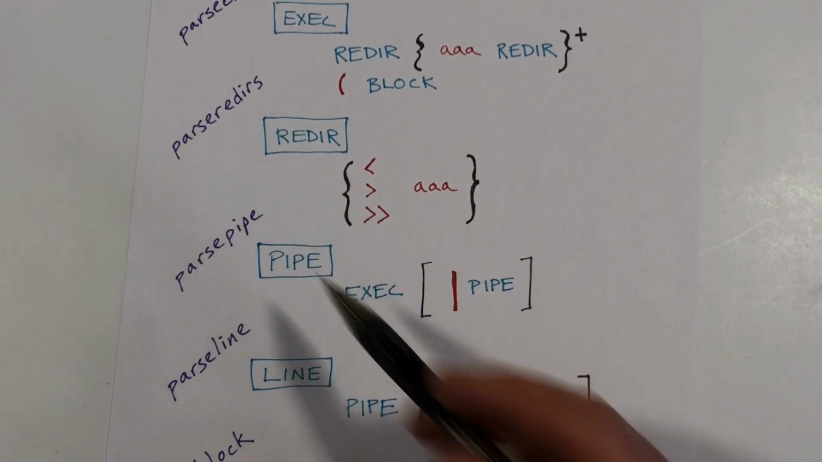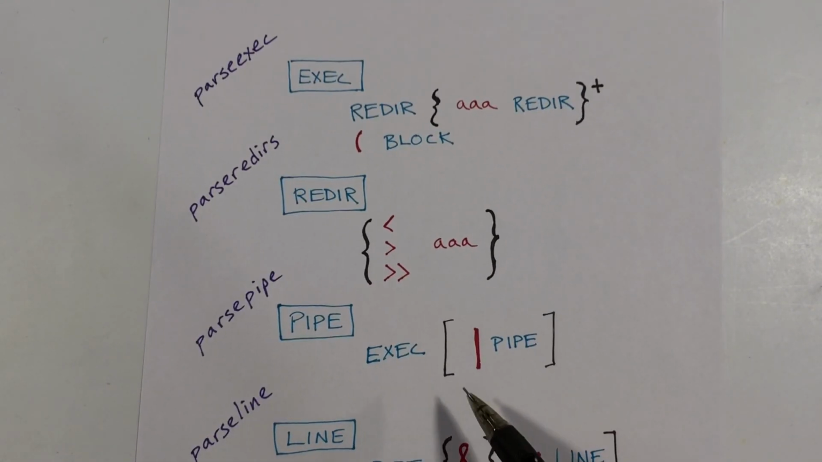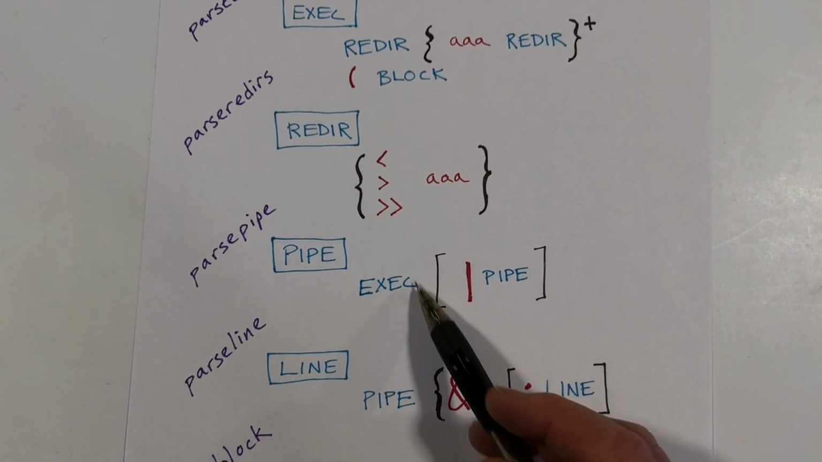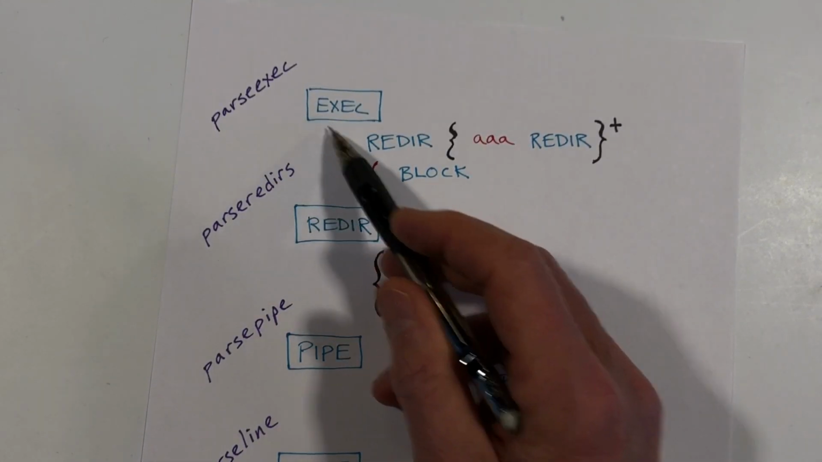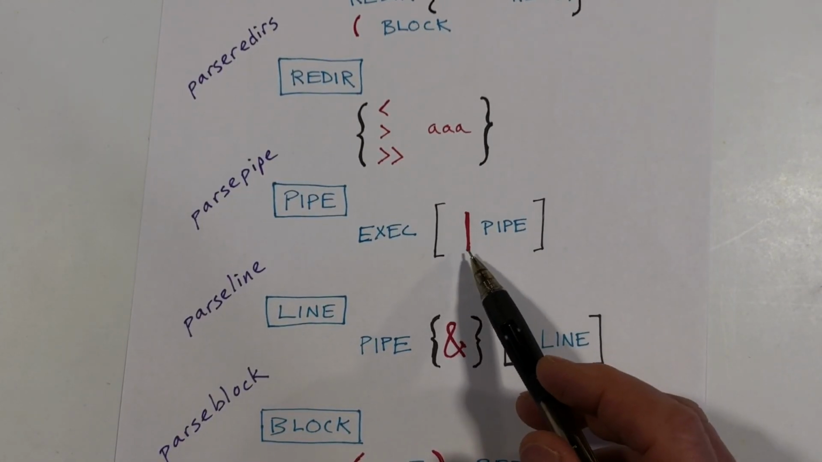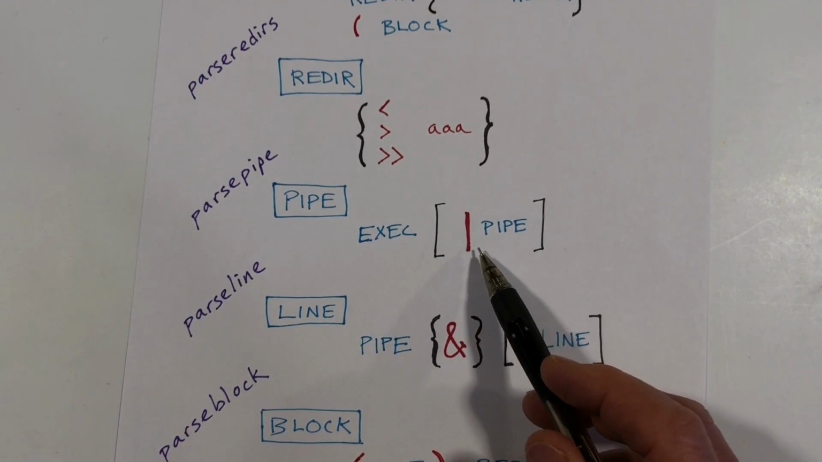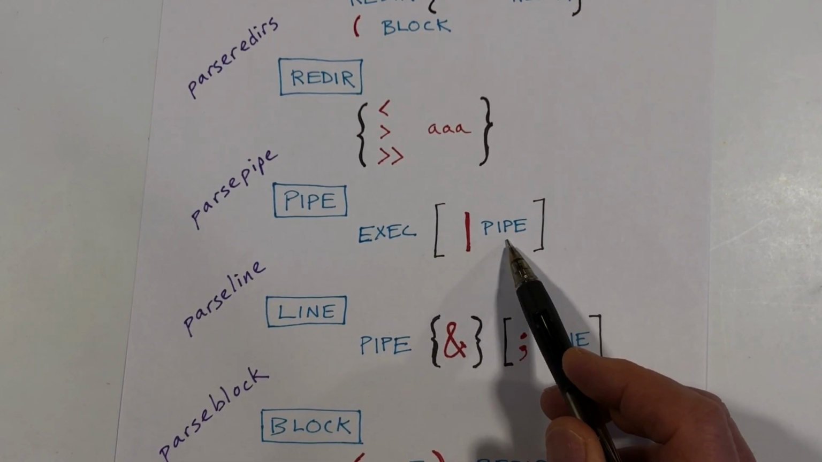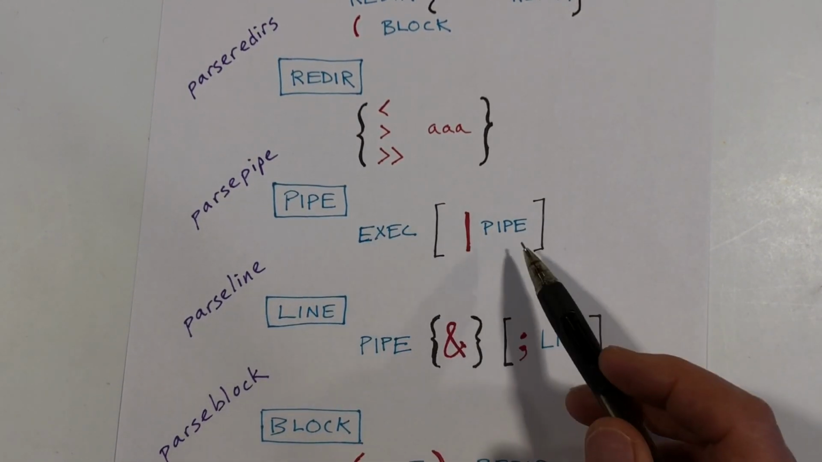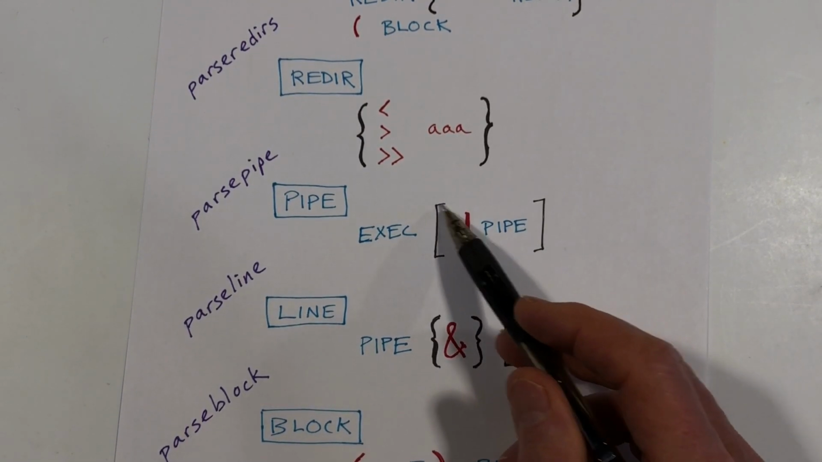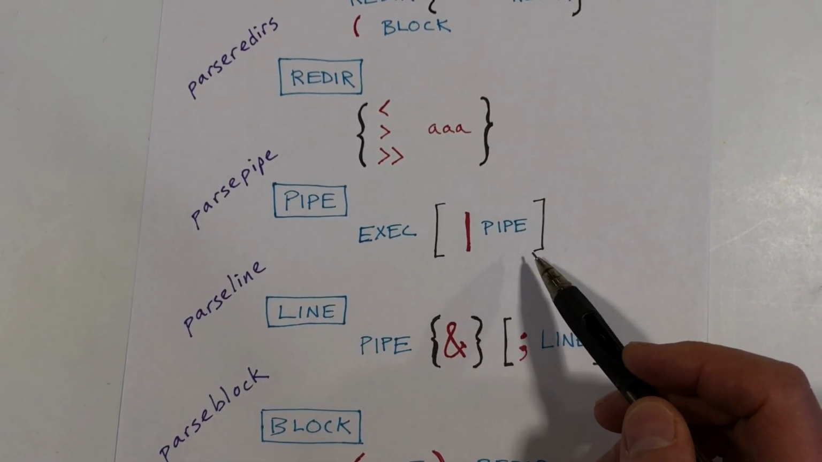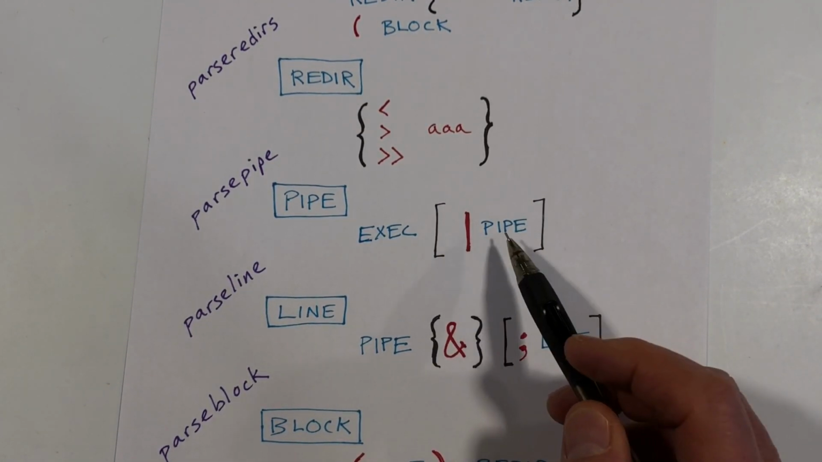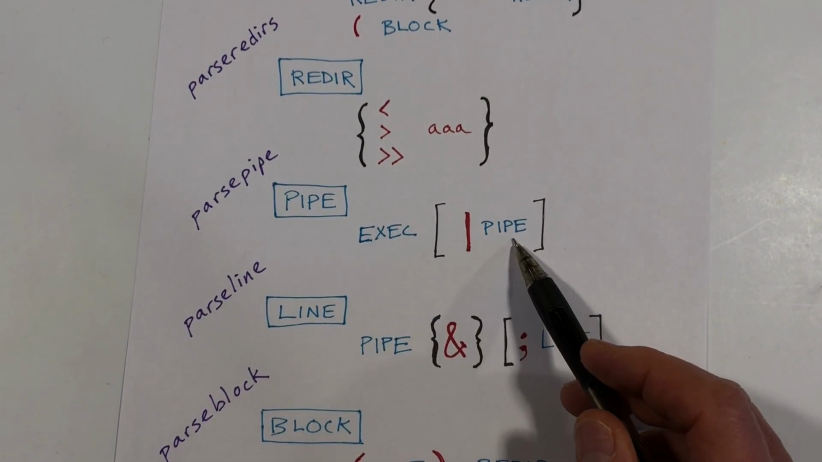So next I want to take a look at pipe. Pipe will call parse exec up here to parse some stuff, and then it will possibly parse a vertical bar and then call parse pipe recursively. That is, it'll call itself to do some more. I'm using the square brackets here to indicate something that's optional. So if there is no vertical bar, parse pipe will not call itself recursively.